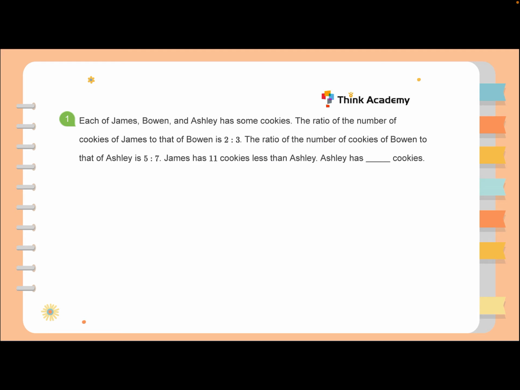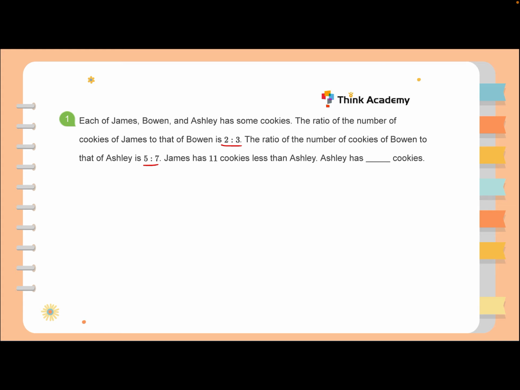In the first question, we have a word problem. We know each of James, Bowen, and Ashley has some cookies. The ratio of the number of cookies of James to that of Bowen is 2 to 3. And the ratio of the number of cookies of Bowen to that of Ashley is 5 to 7. Now, James has 11 cookies less than Ashley. How many cookies does Ashley have?